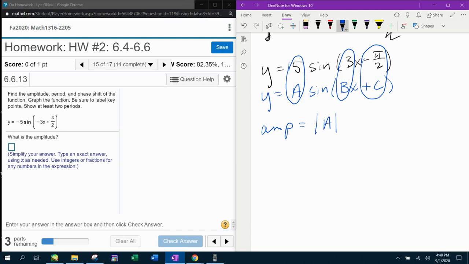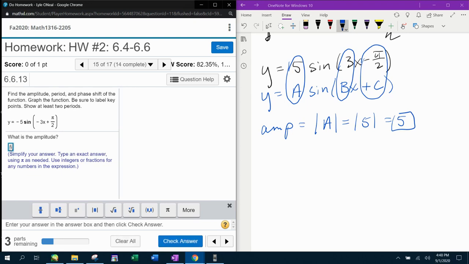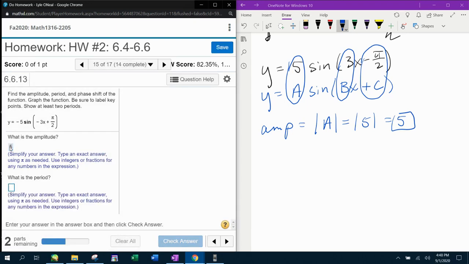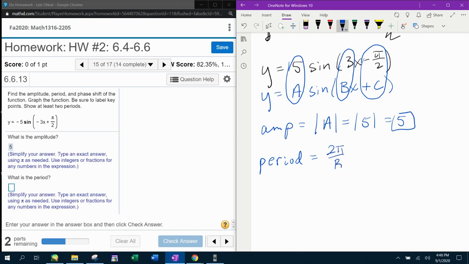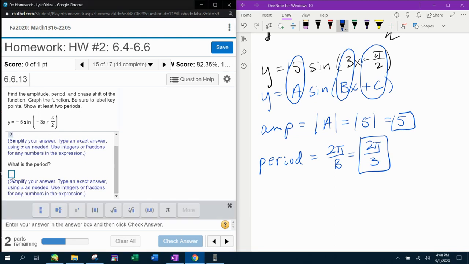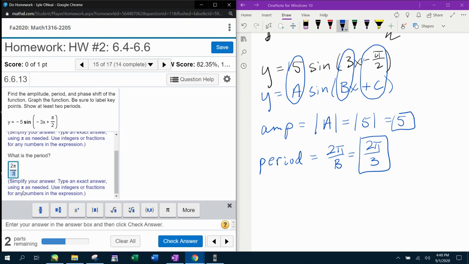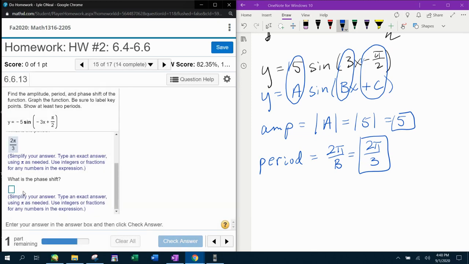Okay, and now we can start finding stuff. Amplitude is the absolute value of a, and the absolute value of 5 is 5. So our amplitude should be 5. The period. The period formula for sine or cosine is 2 pi over b. Now b is +3, and that fraction will not reduce. So we're going to leave it as 2 pi over 3.